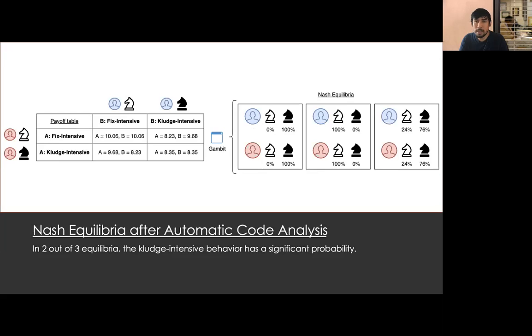We built a new payoff table using the updated simulation model and use Gambit to obtain the behavior at equilibrium. Payoff values show that the clutch intensity strategy is now producing fewer features per release. But now we have 3 equilibria instead of 1. While in one, we have 100% probability for the fixed intensity strategy as desired. In the other 2, the clutch intensity strategy is still very dominant. Adopting automatic code analysis is beneficial, but we believe we can do better.